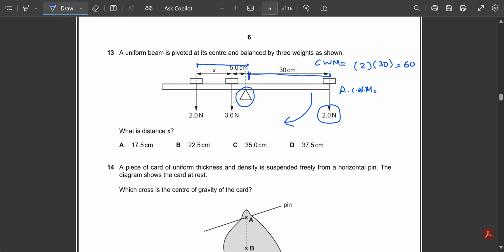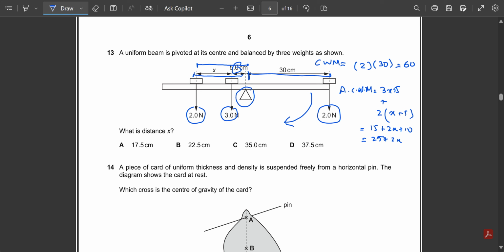One is this 3 Newton force with the 5. So 3 5s are 15. Plus this 2 Newton with the distance of x plus 5. So that is 15 plus 2x plus 10. So that is 25 plus 2x.